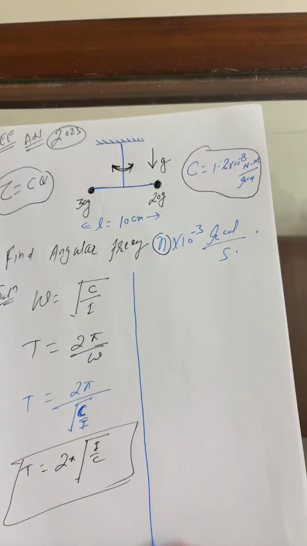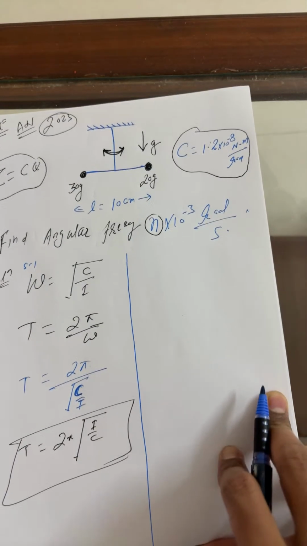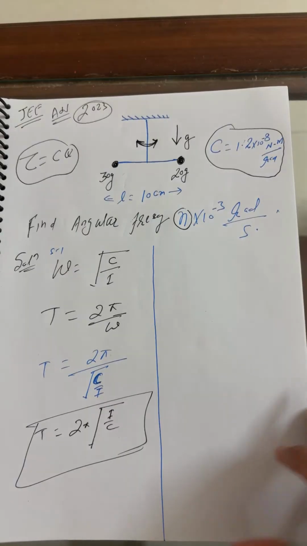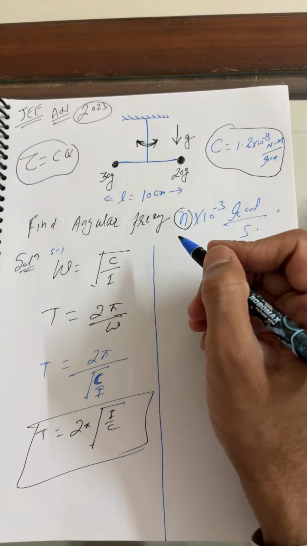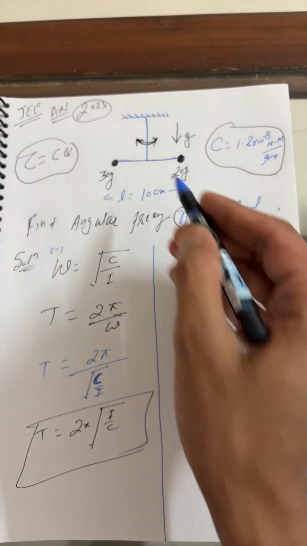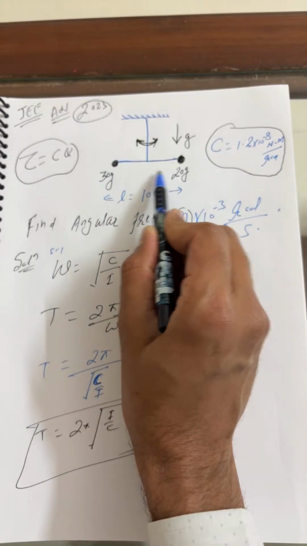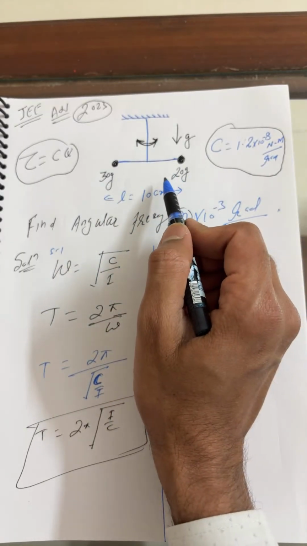I'll solve it here only. This is step one. I is nothing but the moment of inertia. Okay, fine. So for the moment of inertia, it's about the midpoint. Take this as 5 centimeter, and this is also 5 centimeter, right?